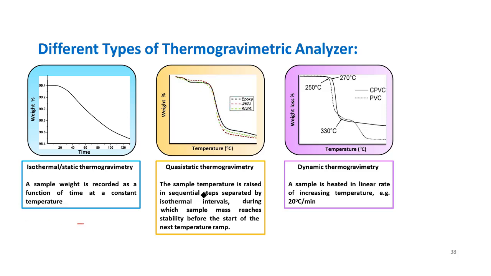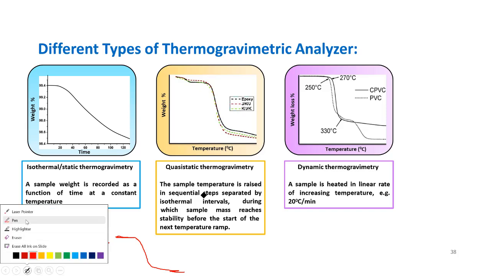Suppose the weight loss keeps on reducing, and I want to make it stable, and the temperature is also increasing. In that case it will not give a better curve. So what I will do, I'll try to stabilize the initial baseline with a constant temperature, and then I will increase the temperature, so the weight loss will keep on reducing, and then again I can check the weight loss percentage. So that is how the quasi-static thermogravimetry will work.